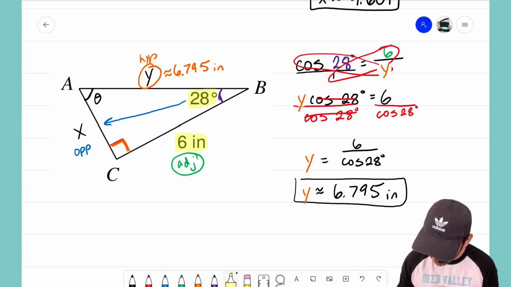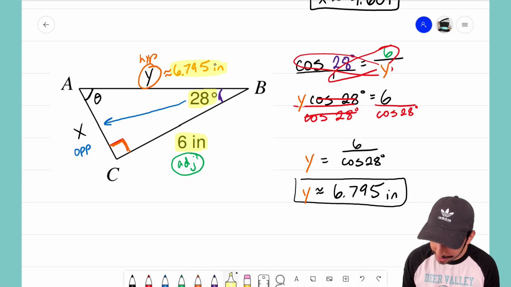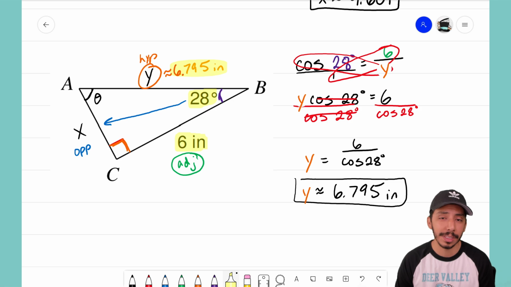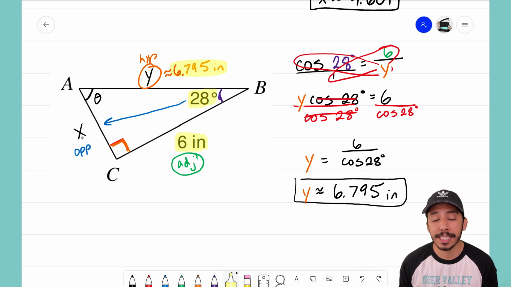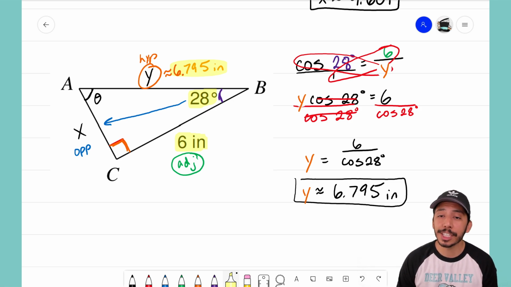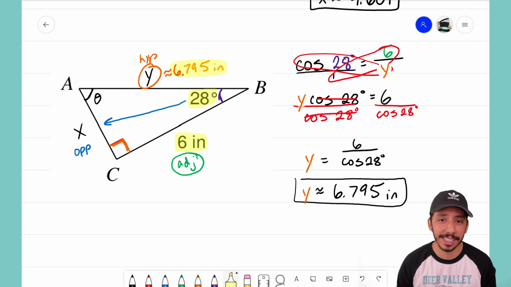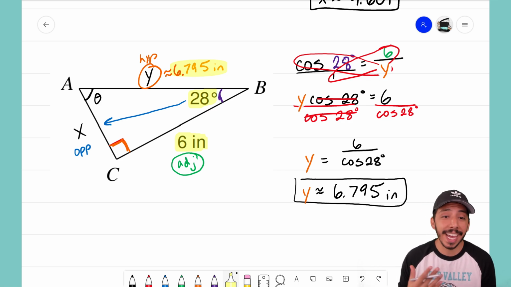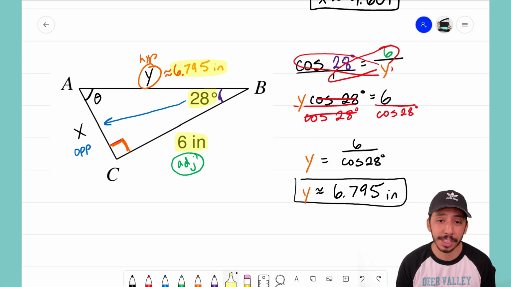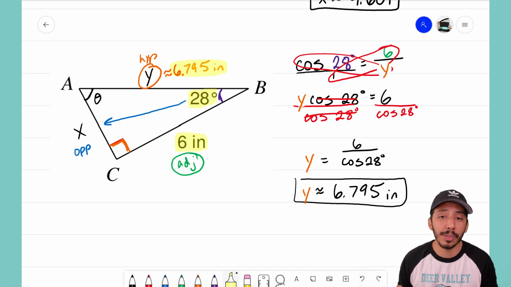But since now I know two sides of this right triangle, and I'm trying to find the third side, I think this is actually a great time to break out Pythagorean's theorem and show you how we can use that as a replacement for sine or tangent. Again, there's nothing wrong with using sine or tangent again, but since I already know two sides, let's just go ahead and use Pythagorean's theorem.